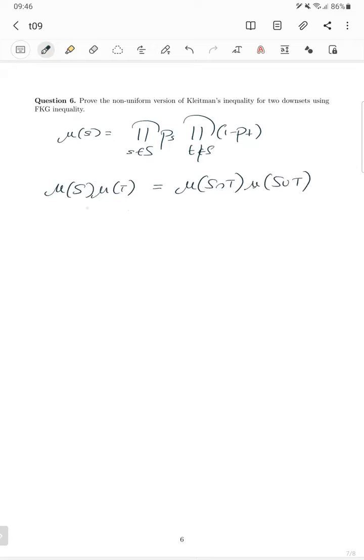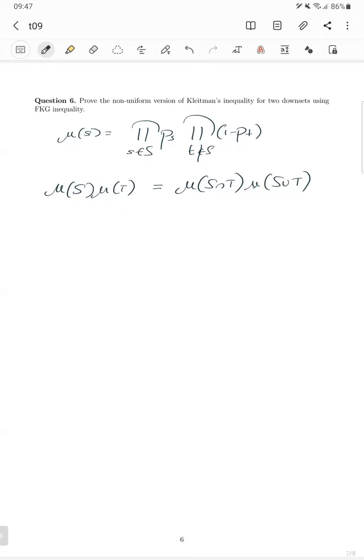The way to prove it is to do it term by term. Pick any x. If x is both in S and T, there would be a p_x squared here as well as a p_x squared here, because x is in the intersection as well as the union. If it is only in one, you will get a p_x times 1 minus p_x on both sides. If it is neither in S nor in T, you will get a 1 minus p_x, the whole squared. So term by term, this is equality.